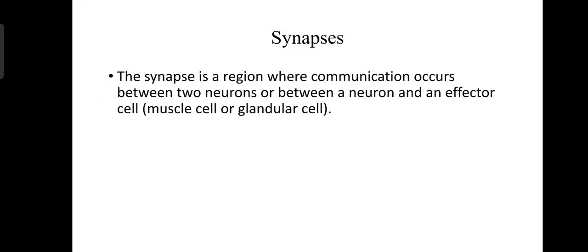Remember, we said last lecture about the process of sensation and how this information will be transmitted through a series of neurons to the central nervous system. Now, how do these series of neurons communicate with each other? It's through regions called synapses. A synapse is a region of communication between two neurons or between a neuron and an effector cell.